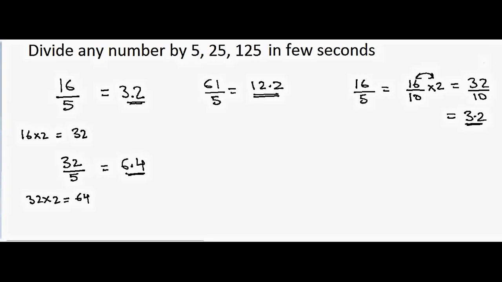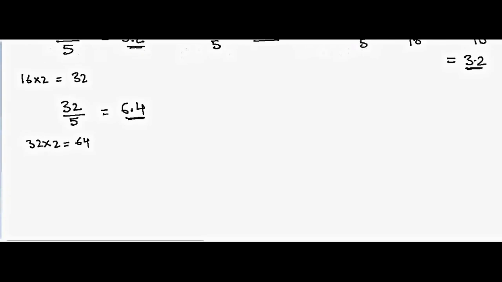So the same trick can also be used to divide by 25. In this case, suppose I have 16 and I want to divide by 25. Instead of multiplying by 2, I will multiply by 4. So 16 into 4 is equal to 64. So my answer will be equal to 64.